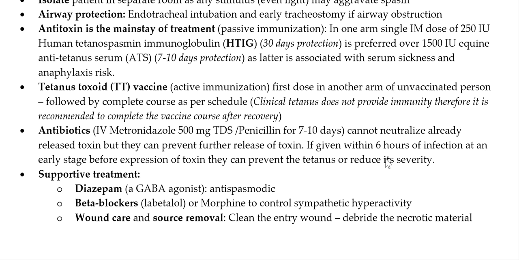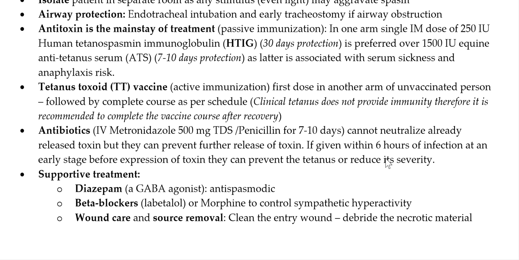Tetanus toxoid vaccination, first dose should be given in another arm. If you have given TIG on the right arm, then give the tetanus vaccine on the left arm. If the person is unvaccinated, then once recovery has been obtained, you should complete the course as per the schedule. Now, someone will argue that okay, the disease has already happened, the infection has already happened, it will confirm the immunity. But in case of tetanus, that is not the case. Clinical tetanus does not provide immunity, and that's why we recommend completing the vaccination if the person has not been vaccinated, after the recovery.